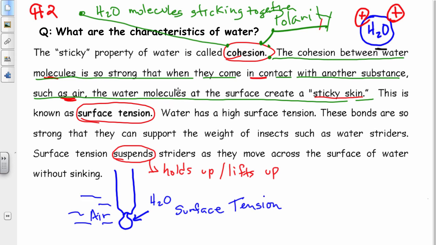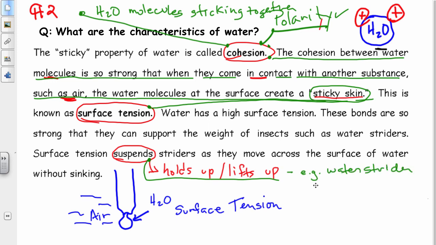And then let's look at surface tension. So what is surface tension? This is also surface tension. This sticky skin that's created by cohesion, that's ultimately created by polarity. Okay, and then suspends, we already have this tagged. What does it mean to suspend, to hold up, or to lift up? Like the water strider. So, for example, water strider, also paper clip, also pepper in spicy water, etc., and so forth.